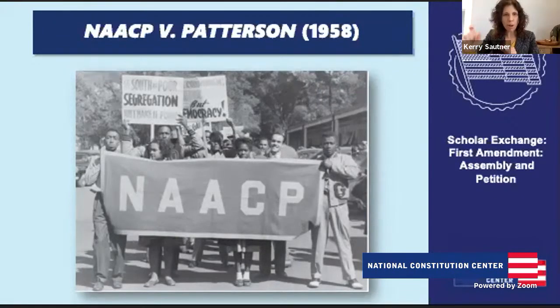Now, going back to Mark's question from earlier, I promised you I'd get there, Mark. Is this when we start to see a content-neutral movement towards looking at assembly and petition, where time, place, manner restrictions would be less associated with who's marching or what they're marching for? Where do we really see that application working the way we see it today?